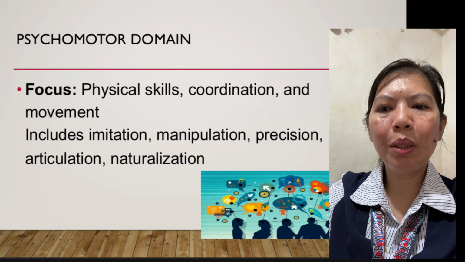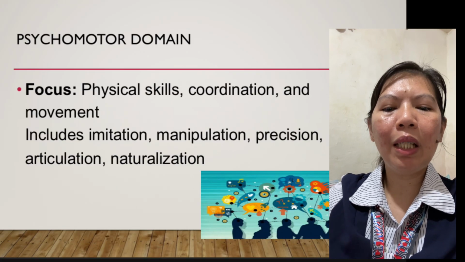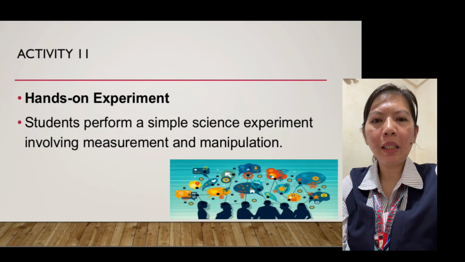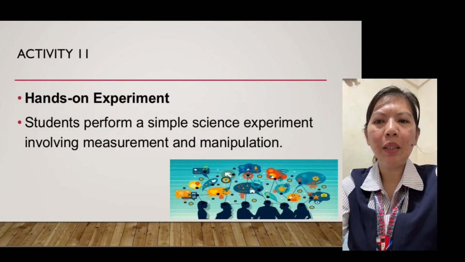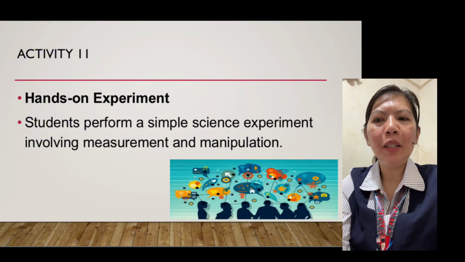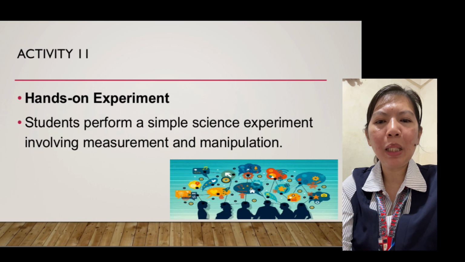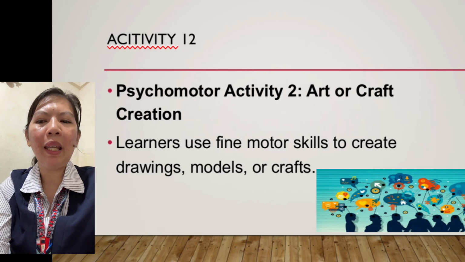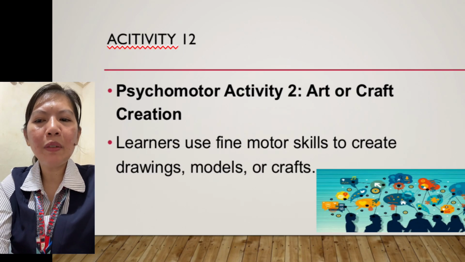It includes imitation, manipulation, articulation, and naturalization. The first activity of the psychomotor domain is the hands-on experiment, where students perform simple science experiments involving measurement and manipulation. Then the next activity, psychomotor activity number 2, is art and craft creation. Learners use fine motor skills to create drawings, models, or crafts.